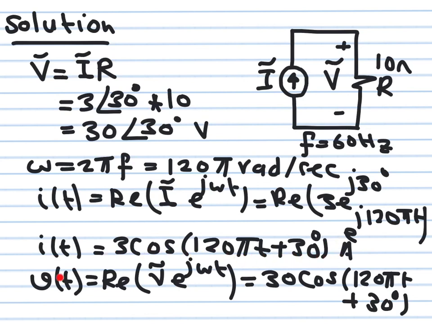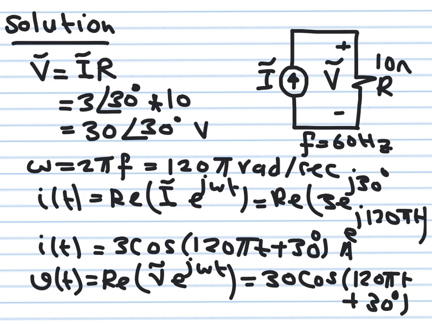For the voltage, do exactly the same. You say the voltage waveform is equal to the real part of the phasor times e to the jωt. This is a phasor 30 angle 30. So you see the only difference will be in the magnitude. So I simply put the answer here. So this is 30 angle 30. This means the corresponding waveform is 30 cosine(120πt + 30 degrees).